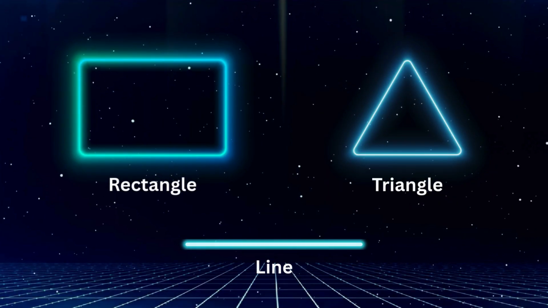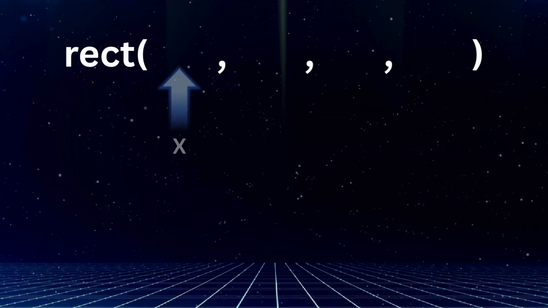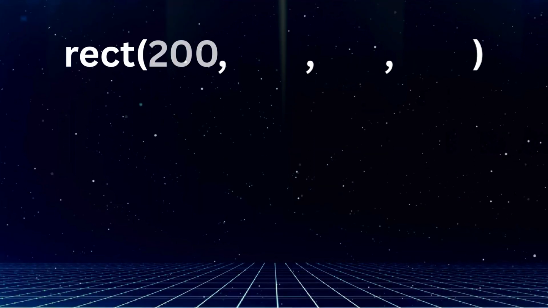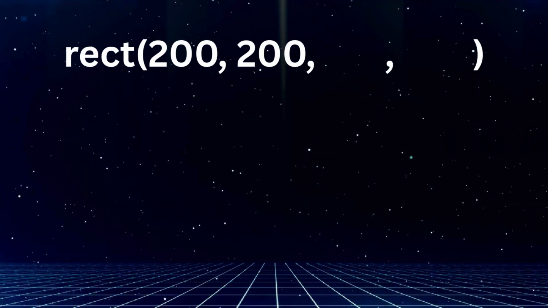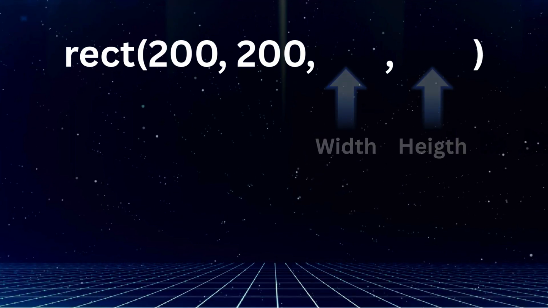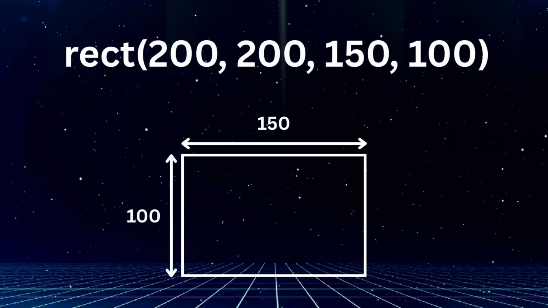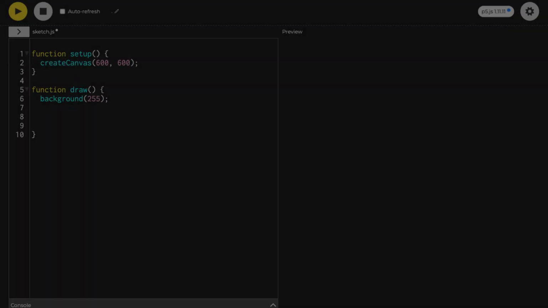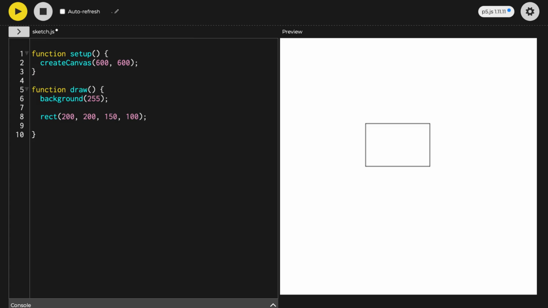Let's start with the most common shape, the rectangle. The command is simple, rect. Just like a circle, it needs an X and Y position. Let's put it at 200, 200, and it needs a size. But unlike a circle, a rectangle lets us control the width and height separately. Let's make it 150 wide and 100 tall. Go inside the draw function and type rect 200, 200, 150, 100. Click Run. There it is.